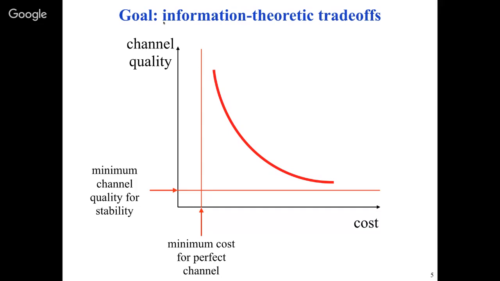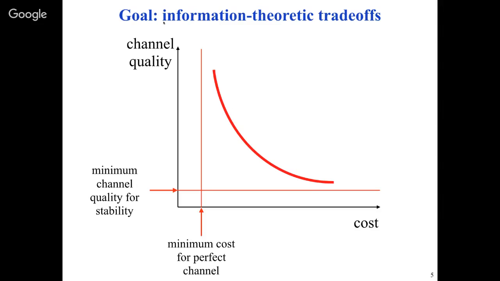So this is what we have in mind. We would like to characterize a curve which shows the cost, which is related to the goal of what we would like to achieve, versus the channel quality. The channel quality is the number of bits, let's say, per second that this channel can reliably transmit, that is required in order to achieve a certain control cost. And we are interested in the entire trade-off, this channel quality versus cost.